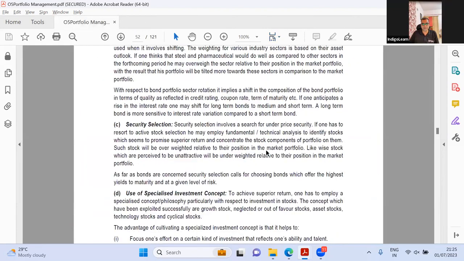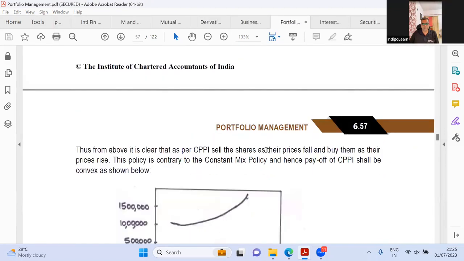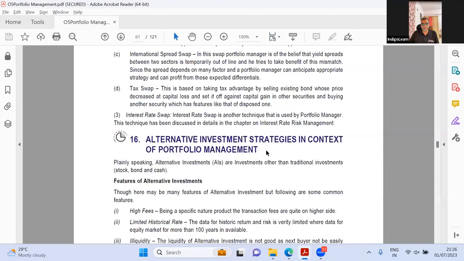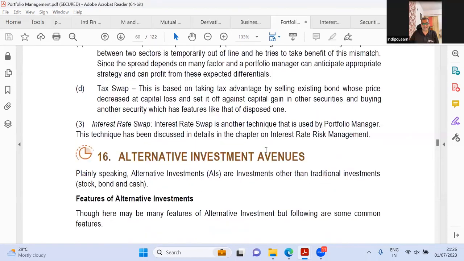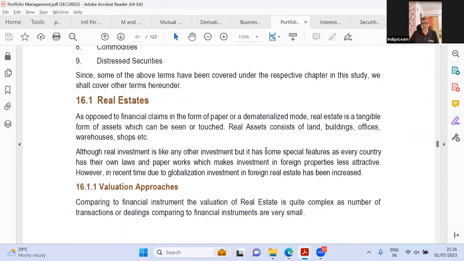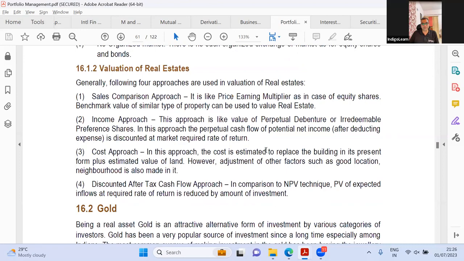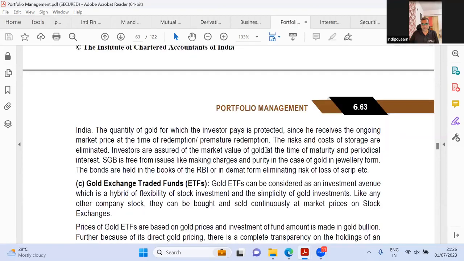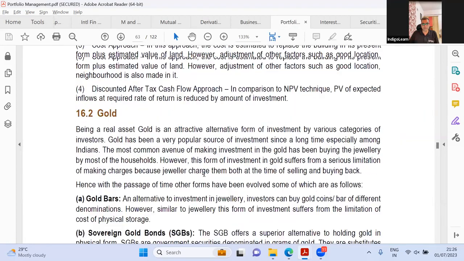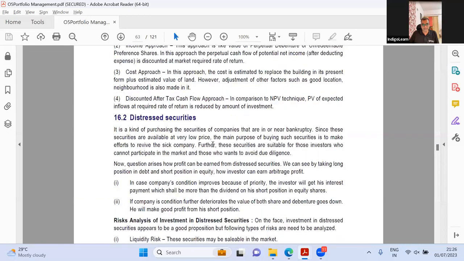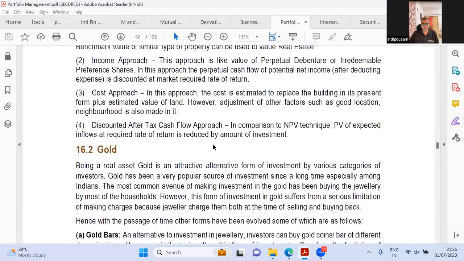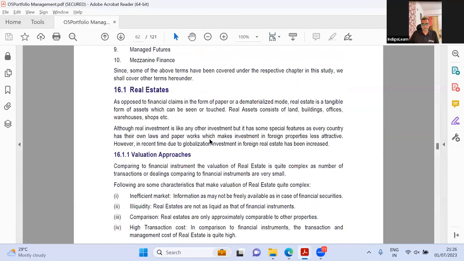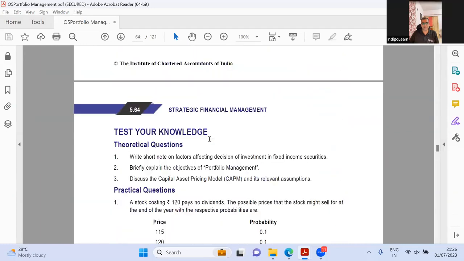Now let us see where they ended. Alternative investment avenues. Yeah, this was the last topic, 16. So alternative investment policies. Yeah, so I think it is the same thing there. They've just changed the name, nomenclature. So I don't think there is anything fundamentally different here. Sovereign gold bonds they've added, and I think they've added two or three things. Sovereign gold bonds, gold bars, how gold is a good investment, and all of that. I don't think we had that here. It was directly real estate. So I think distressed securities, and so on and so forth. So yeah, I don't think there is anything fancy here in this particular chapter.